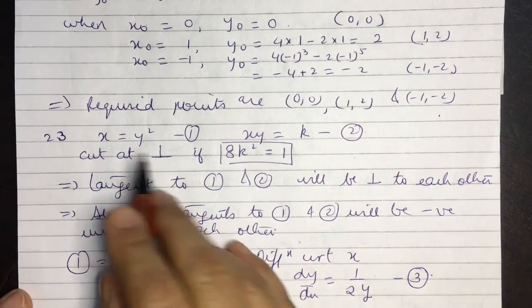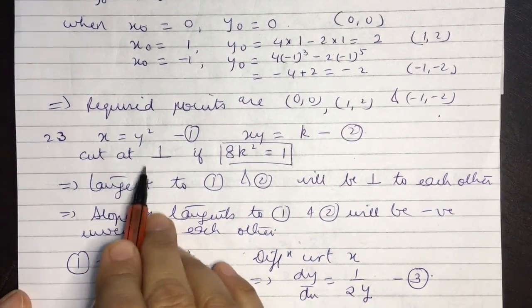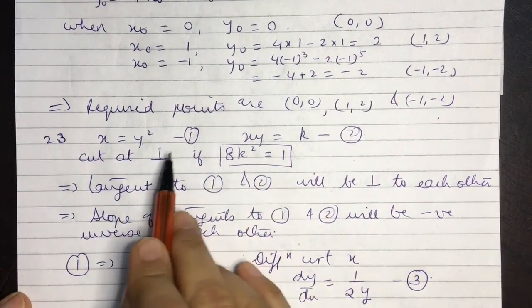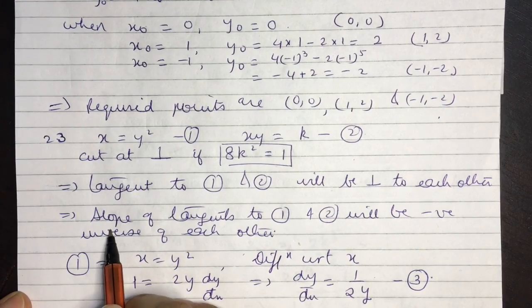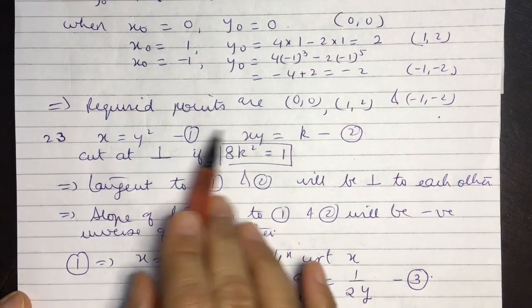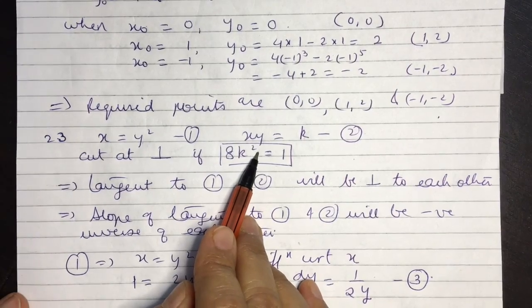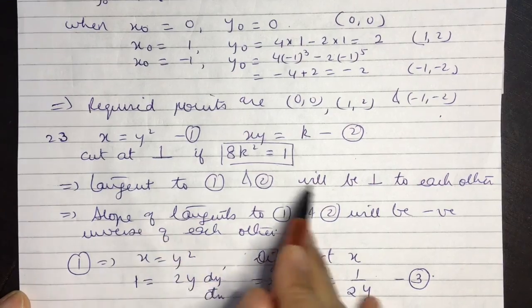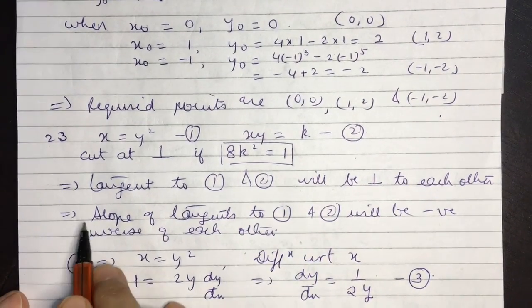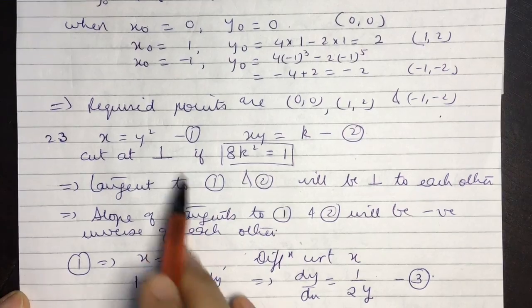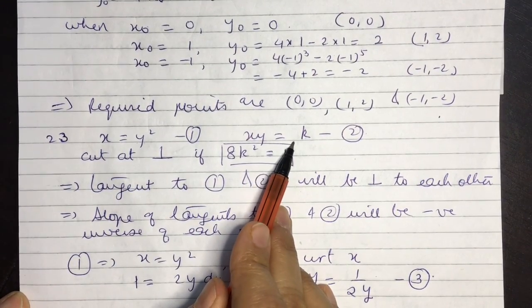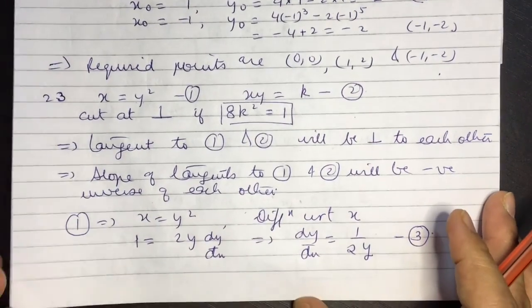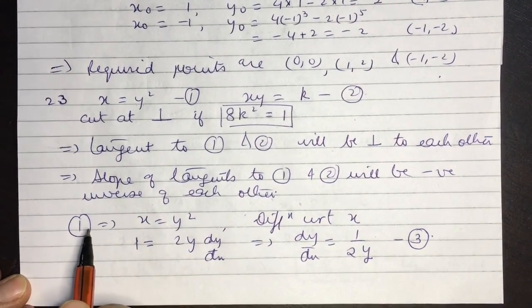Now let's start again from the very basic, that is we need to know that the tangents to 1 and 2 will be perpendicular to each other if the curves cut each other at 90 degrees. Okay, so now what is the condition which makes the tangents perpendicular to each other? That the slope of the tangents to this curve as well as this curve will be negative inverse of each other. Now let's find the slope of the tangent to 1.